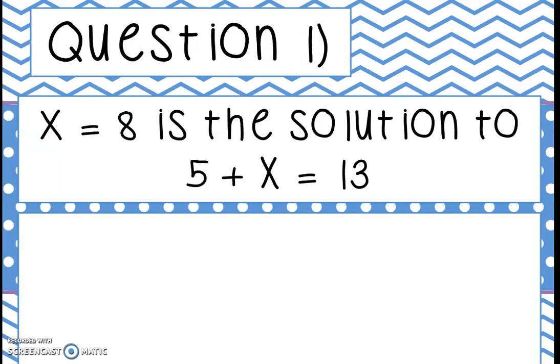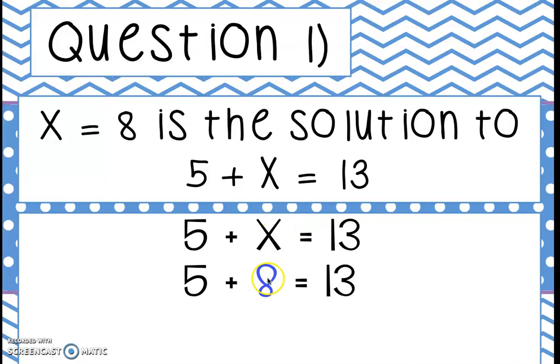So very first thing is we're going to rewrite the original problem. We're always going to start with that original problem. 5 plus x equals 13. So now what we're going to do, they give us x equals 8. Everywhere we see an x, we're going to substitute in our 8. So instead of 5 plus x, we're going to have 5 plus 8 equals 13.